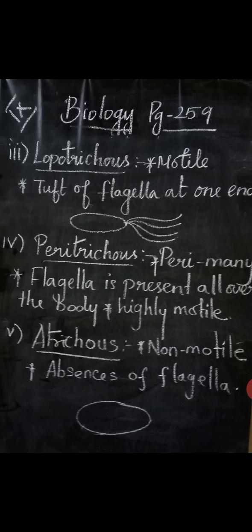Peritrichous. Peri means many. The bacteria which contain flagella all over their body are called peritrichous. And they are highly motile. The best example for this peritrichous is Escherichia coli, that is E. coli. Next one is atrichous. A means absence, that is, flagella will not be present, so they are called non-motile. This bacteria cannot move from one place to another place. The best example for this atrichous is diphtheria.